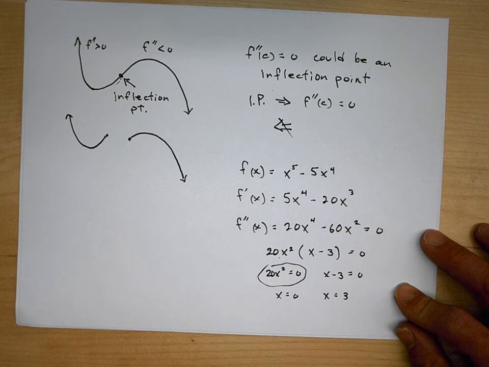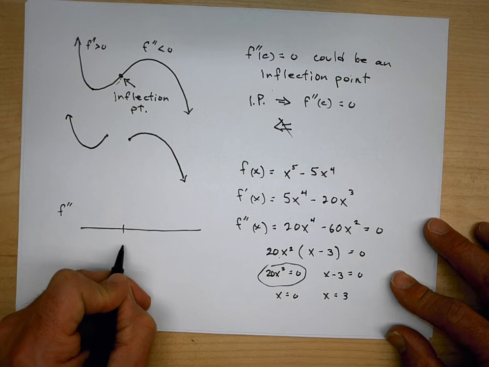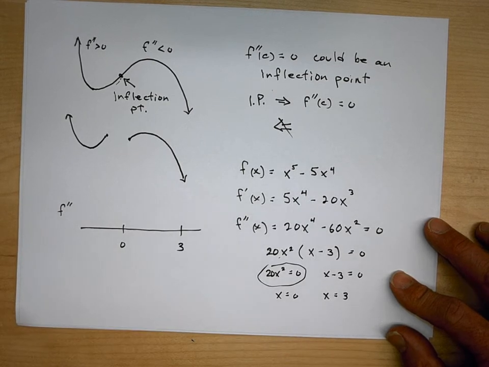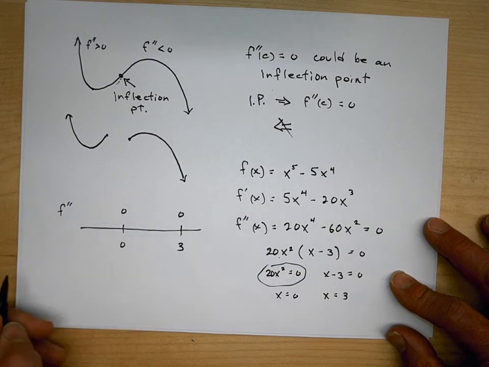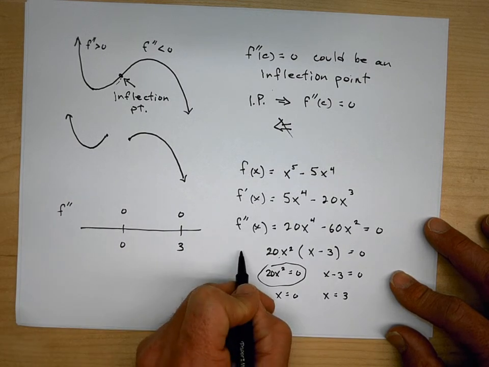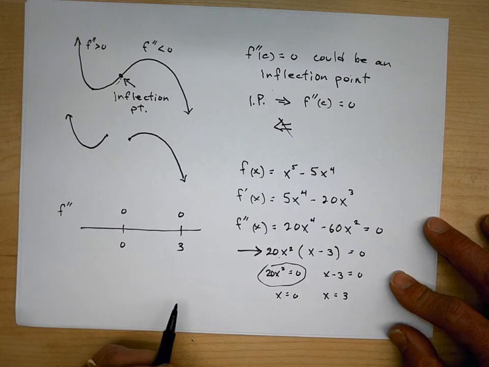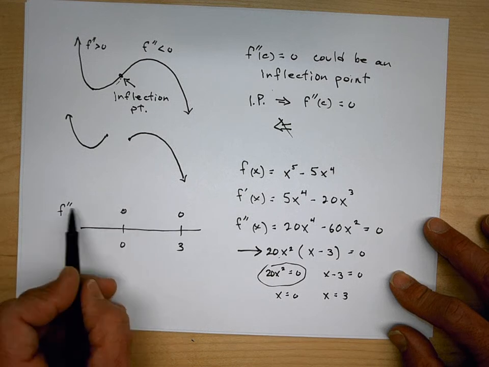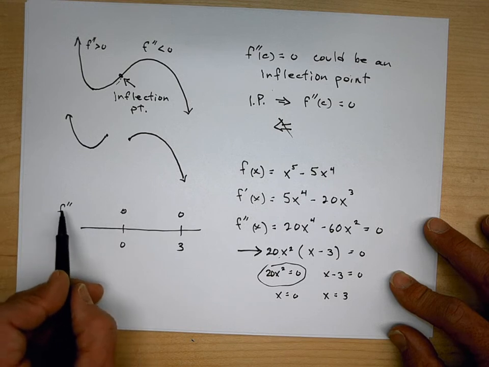So I can make a little sign diagram for the second derivative. We have 0, and then we have 3. I know that the second derivative is 0 here and 0 here. I want to know the sign of the second derivative in between. We can use this factored version of the second derivative to test some points. Very similar to testing critical points, concavity can only change when the second derivative becomes 0, so any value I pick out here will have the same sign.